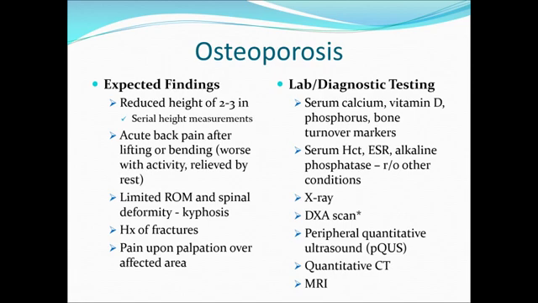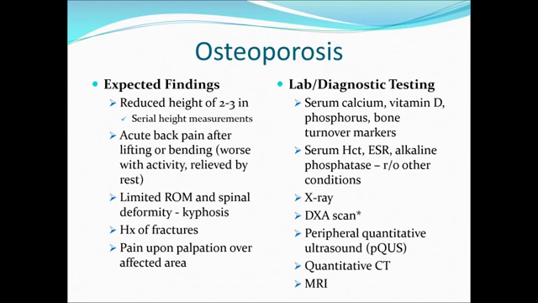Limited range of motion, spinal deformities. We often see kyphosis in these patients. They tend to kind of hunch forward, lean forward a little bit, and end up dealing with a humpback, that kyphosis. If they have a history of fractures or pain upon palpation over an affected area, there may be an underlying fracture there.